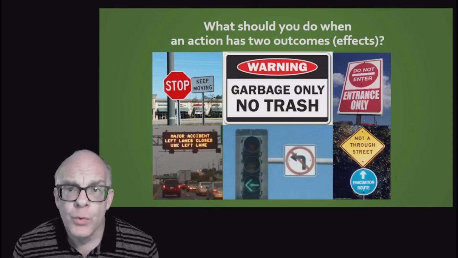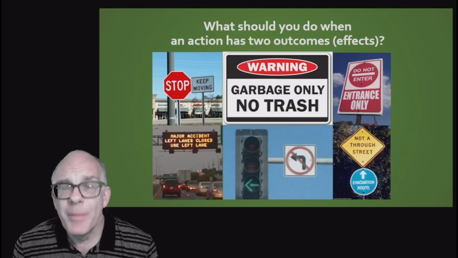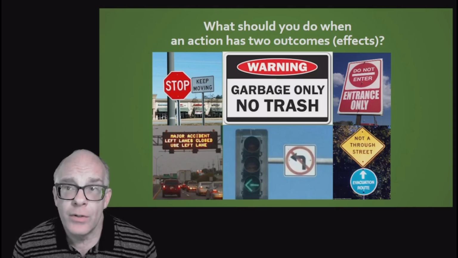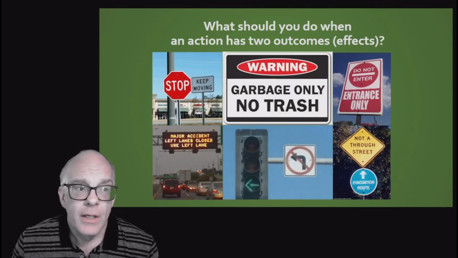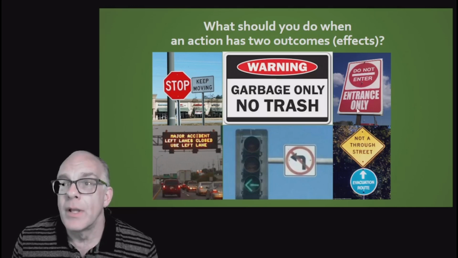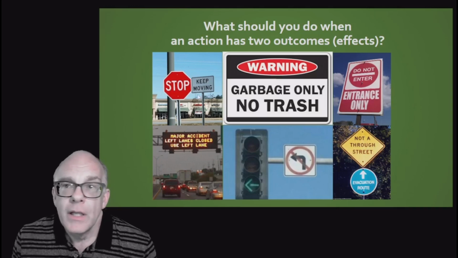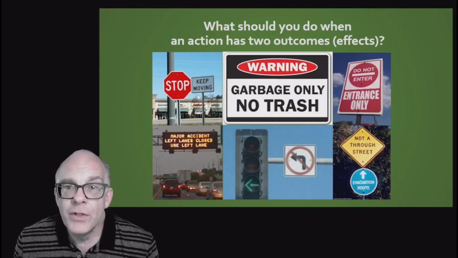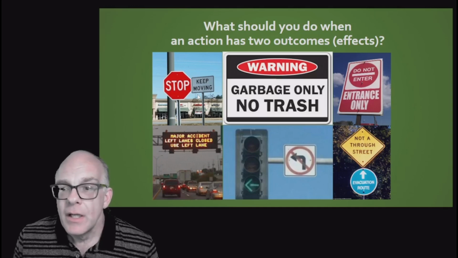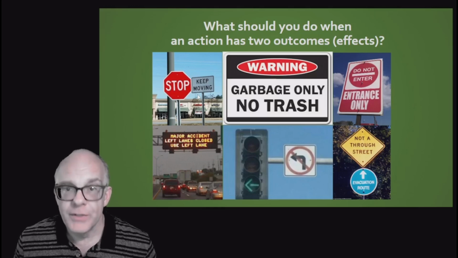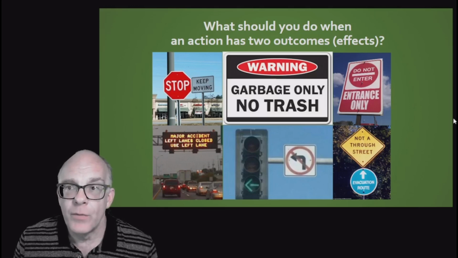What happens if those rules or those guiding principles come into conflict with one another? What should you do when an action has two outcomes or two effects associated with it? So, examples on the slide here. Do not enter, entrance only. Not a through street, but it's an evacuation route. Stop, keep moving. We're getting conflicting instructions. So what do you do? You're faced with making a decision, but that decision may come into conflict with one of the other principles or one of the other rules that you're going to be operating with.